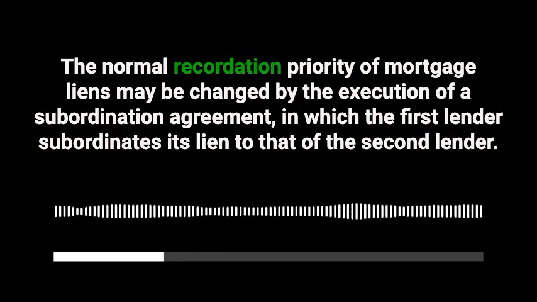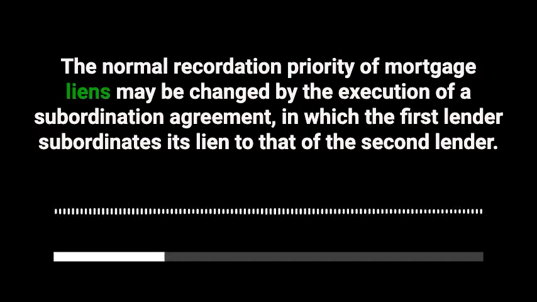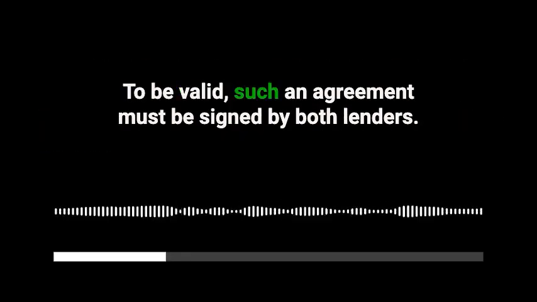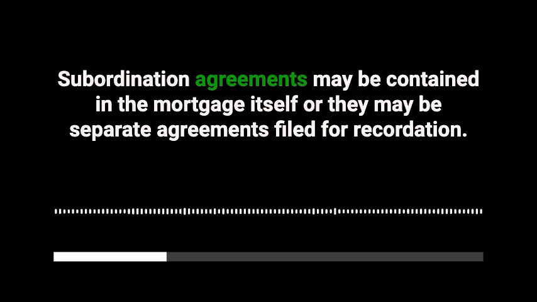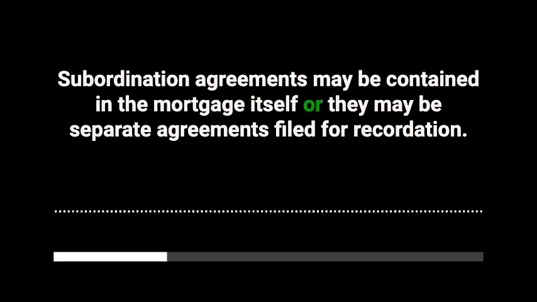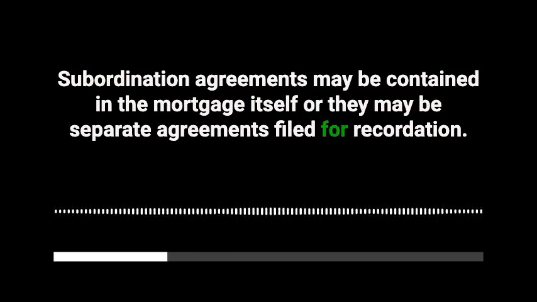The normal recordation priority of mortgage liens may be changed by the execution of a subordination agreement, in which the first lender subordinates its lien to that of the second lender. To be valid, such an agreement must be signed by both lenders. Subordination agreements may be contained in the mortgage itself, or they may be separate agreements filed for recordation.